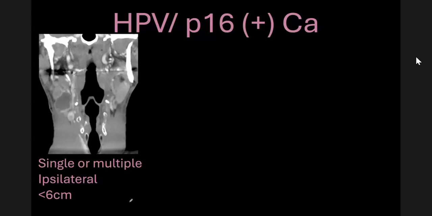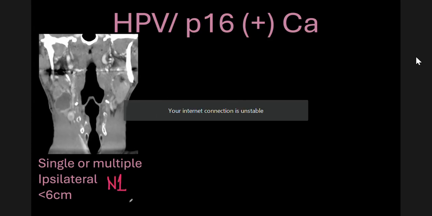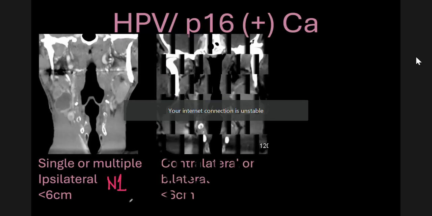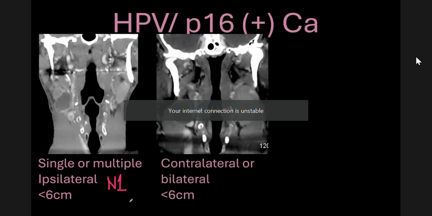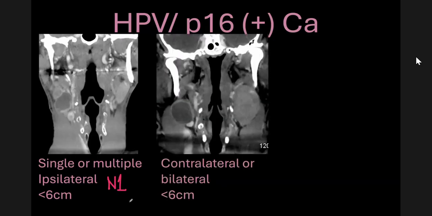that are non-HPV associated. But in HPV associated cancer, there is only one size criteria, that is 6 centimeter. So whether lymph nodes are single or same side as the cancer, then that is N1 stage. For HPV cancer, we don't divide N2 stage into A, B, and C. So any lymph node that is less than 6 centimeter, if it's contralateral or bilateral, that is N2 stage.